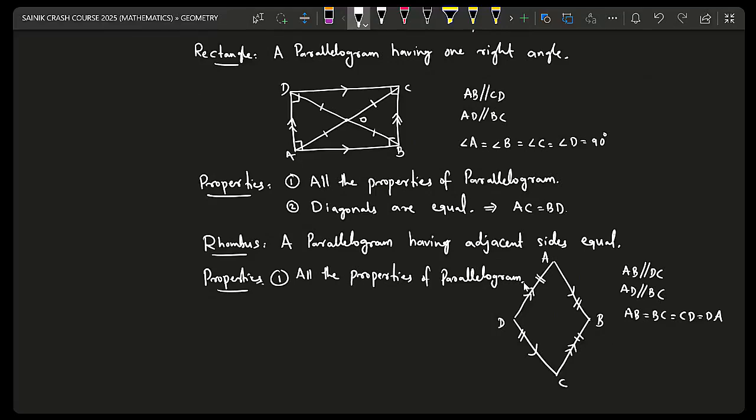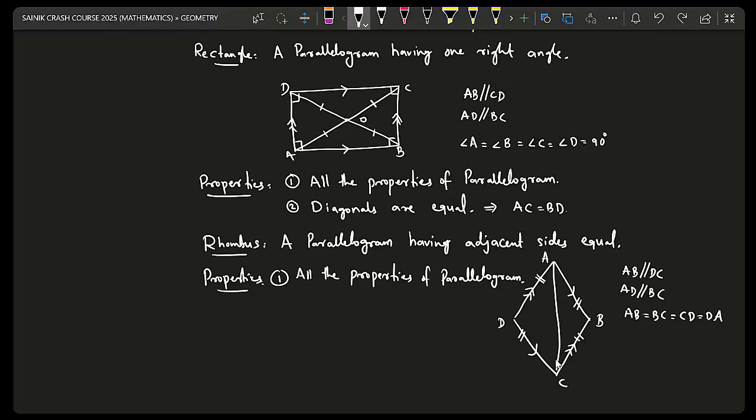You can check adjacent angles: you take these two, they are supplementary. These two, they are supplementary, and BA, AD, they are also supplementary. So adjacent angles are supplementary, and you can check opposite angles are equal. A will be equal to C, and also B will be equal to D. So you need not write the properties again. You just copy from the parallelogram. That is, all the properties of a parallelogram will be satisfied by a rhombus also, because every rhombus is a parallelogram. And diagonals also bisect each other.